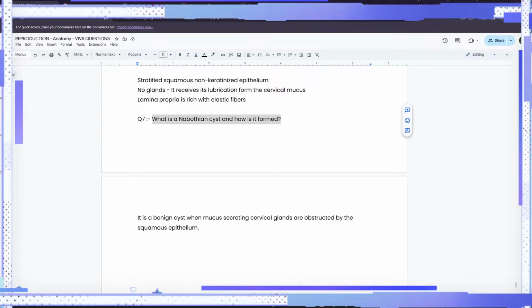So, obstructed by squamous metaplasia. Metaplasia. Fair enough. I think that's a very simple answer.